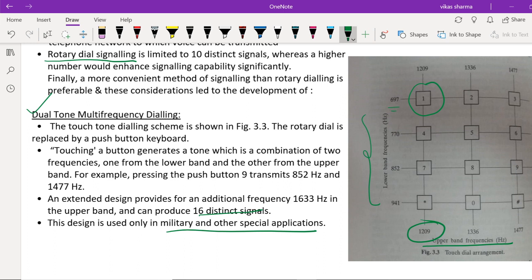All the disadvantages which were associated with pulse dialing, and which we have discussed before, were overcome in DTMF dialing, which is popular nowadays. So these were the two dialing techniques used for telephony, and both are prevalent till date. But DTMF is more popular and pulse dialing is losing its sheen day by day.